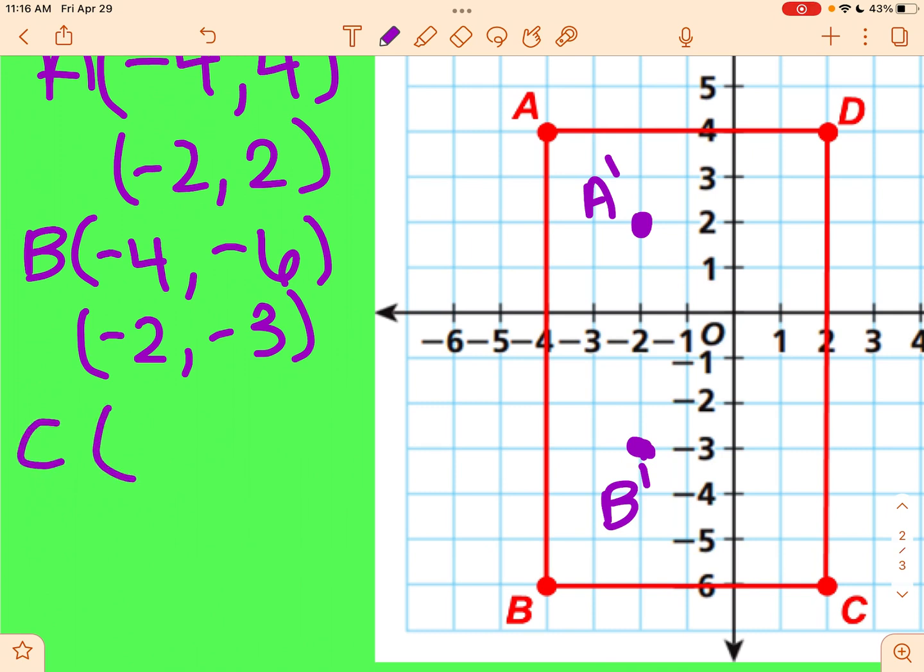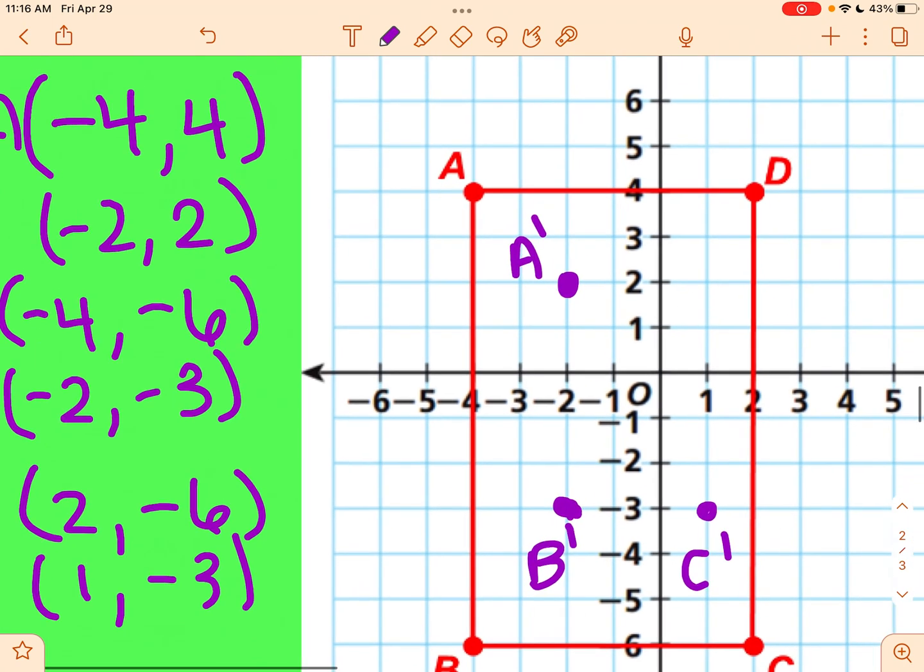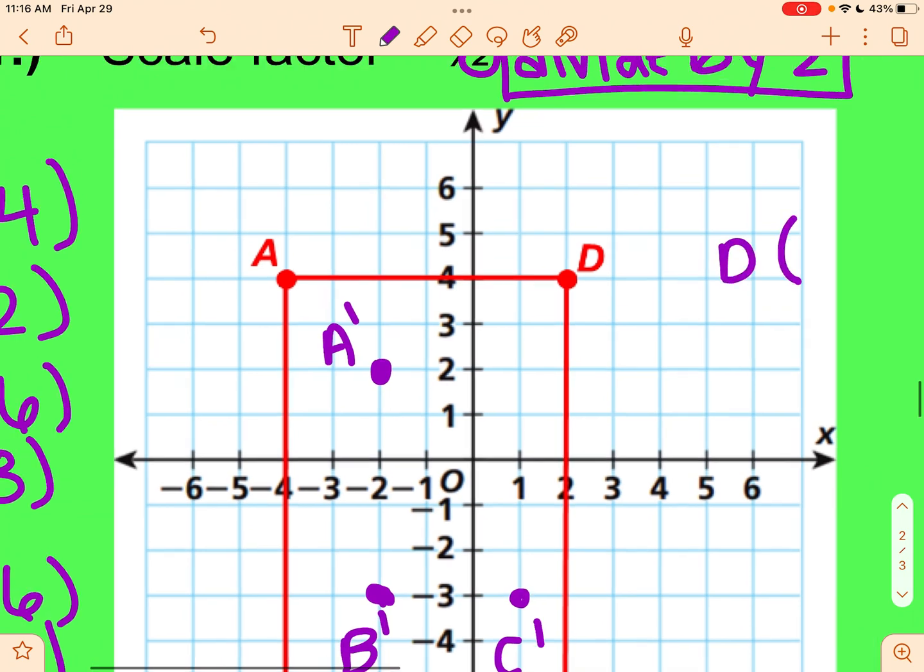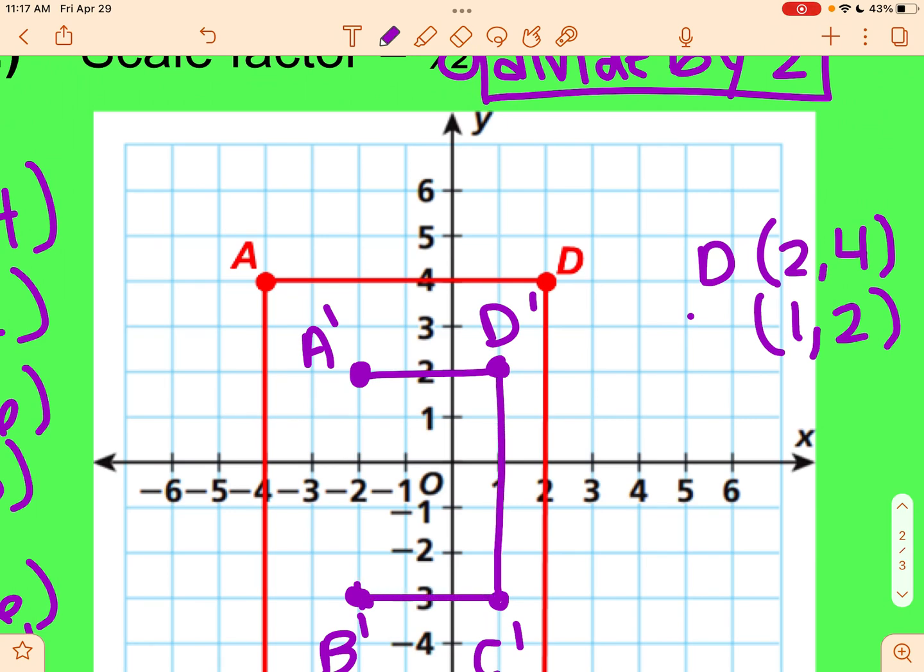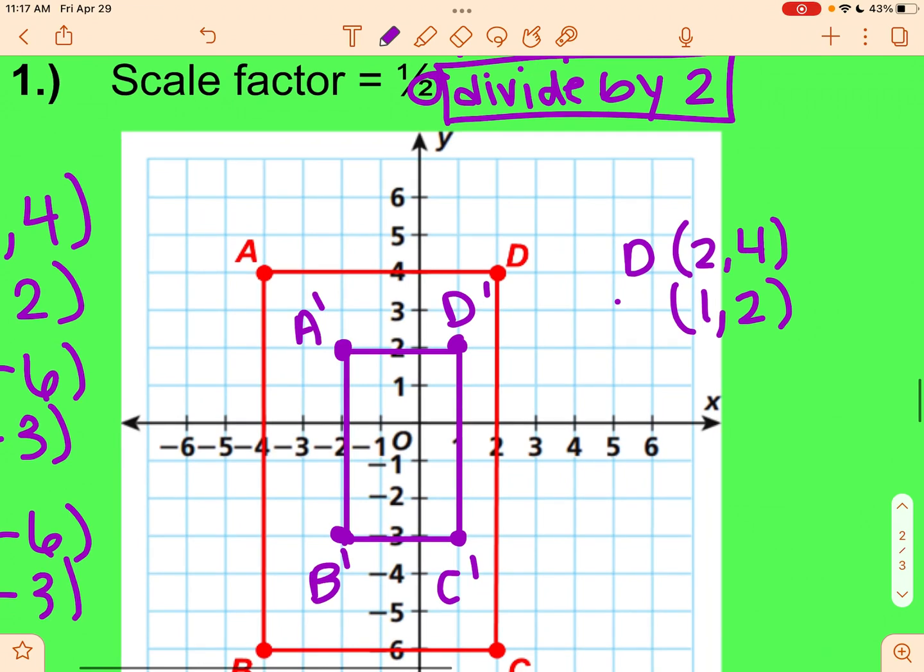Moving on to C, we have it at 2, -6. Divide by 2. 2 divided by 2 is 1. -6 divided by 2 is -3. So we get it at 1, -3. And then lastly, we have D at 2, 4. Divide both of them by 2. 2 divided by 2 is 1. 4 divided by 2 is 2. So here is our rectangle. And if you notice, it is smaller, but it's still the same shape.